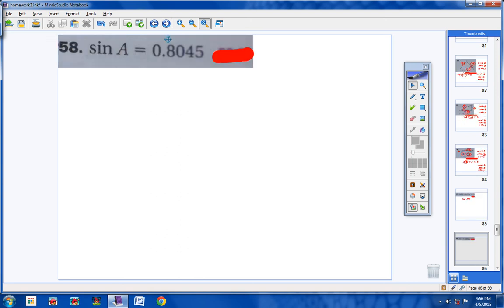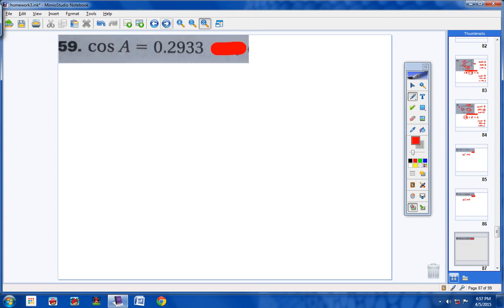Notice on 58 that we're missing an angle. So we're going to hit second sine or inverse sine, and this should pop up, and then type in 0.8045. If you type that in correctly, you will get this right here, 53.6 degrees. Make sure your calculator is in degree mode, okay? All right, moving on to number 59.